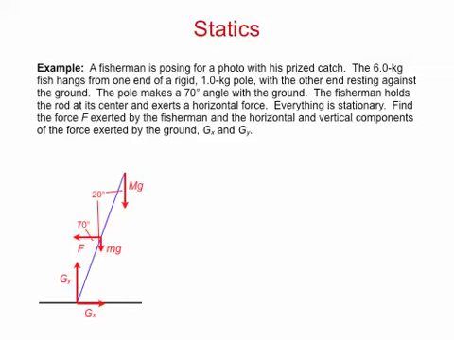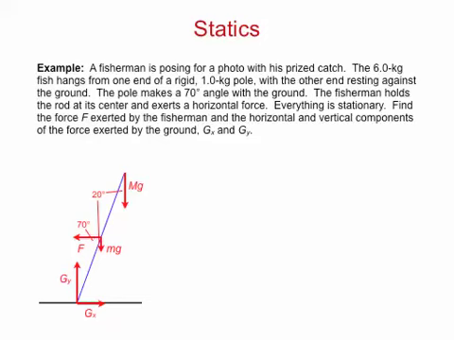There are four unknown quantities in this problem: the fisherman's pulling force F, the x and y components of the force exerted by the ground, G sub x and G sub y, and the length of the rod, L. However, we only have three equilibrium equations in this problem. The x and y components of the net force are both zero, and the net torque is zero. This seems at first to be a problem because we have four unknowns and only three equations. But as we'll see shortly, the length L drops out.